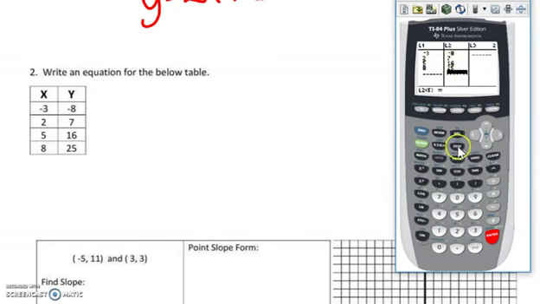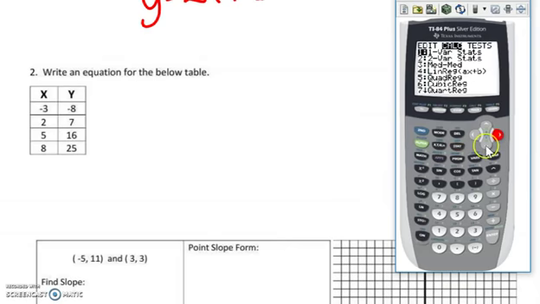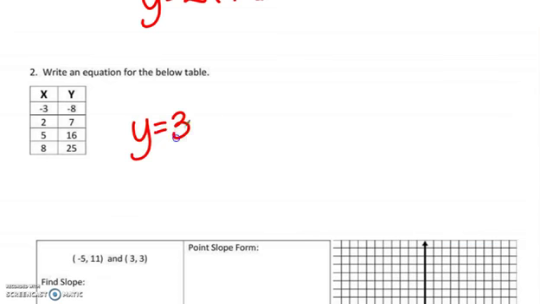It looks great. Stat, over to calculate, and then down to linear regression. And then I hit enter. All the way down to calculate. Perfect. Hit enter. That's great. It says a is 3 and b is 1. +3, +1. So that just means y equals 3x plus 1.